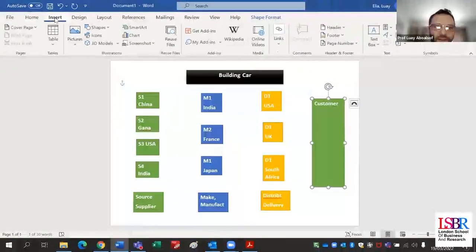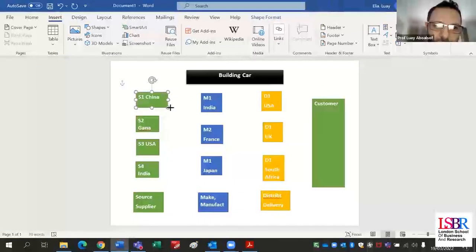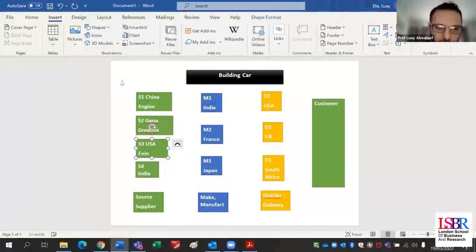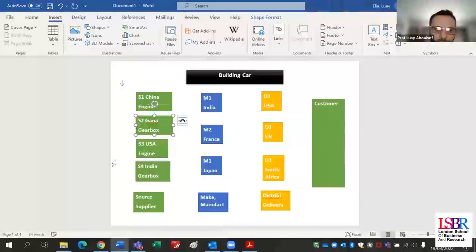Now, next thing, I need to connect. So this is S1 China. They do engine. Ghana, I have gearbox. Of course, you will have many, many elements. I'm just saying you might have more. America, you have another engine. Next one, you have gearbox from India.